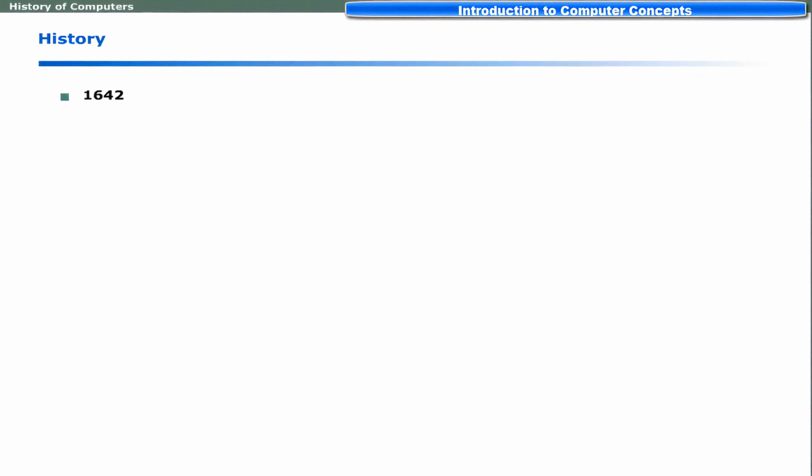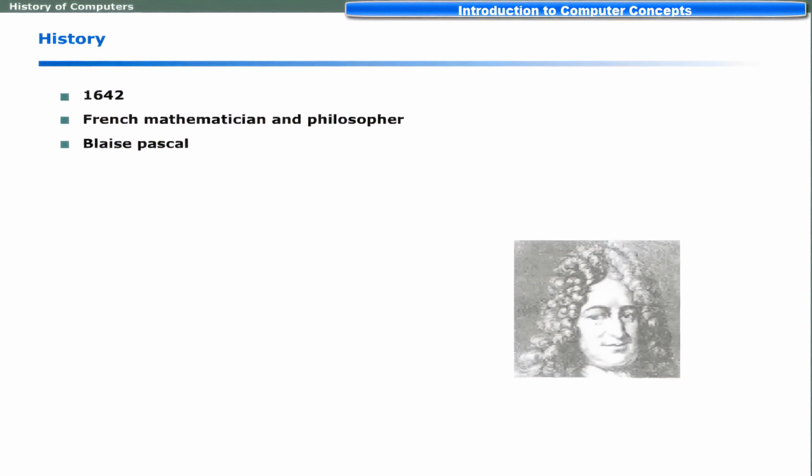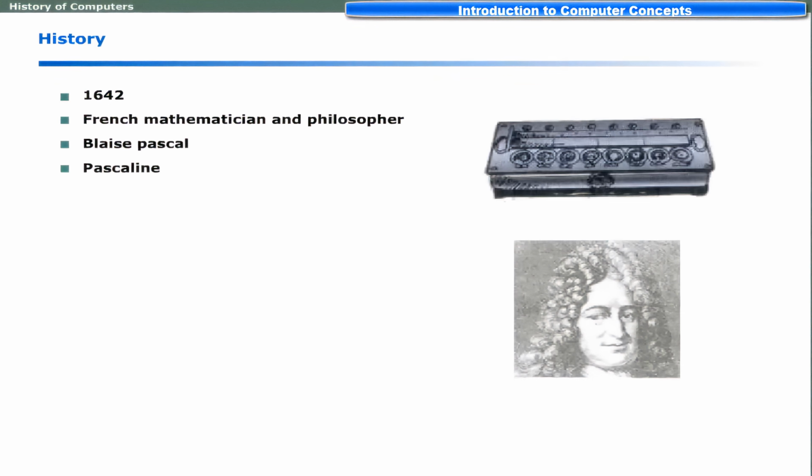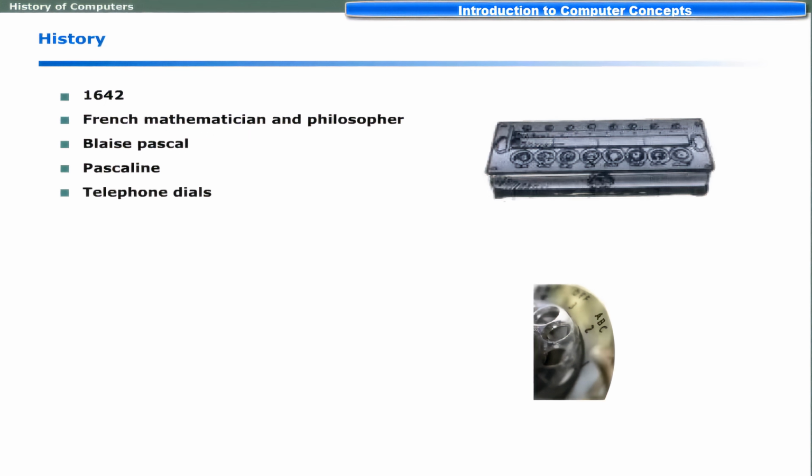In 1642, French mathematician and philosopher Blaise Pascal invented Pascaline. It used wheels like telephone dials. Numbers were arranged on these dials. Wheels were revolved to make calculations.